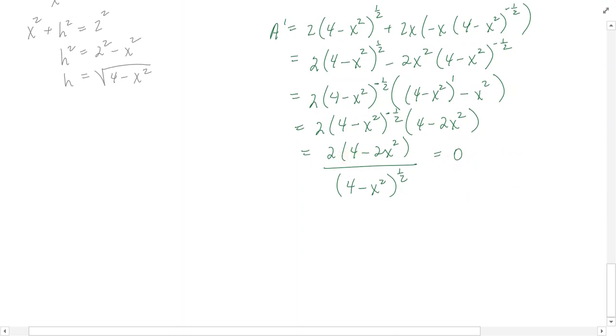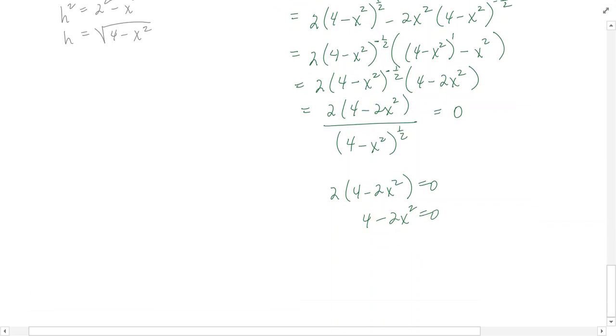So when I set it equal to 0 and solve, I'm just going to take the numerator, 2 times (4 minus 2x squared) equals 0. Divide both sides by 2. I have 4 minus 2x squared equal to 0, or 4 is equal to 2x squared. Divide both sides by 2. x squared would have to be equal to 2, or x is equal to plus or minus square root of 2.